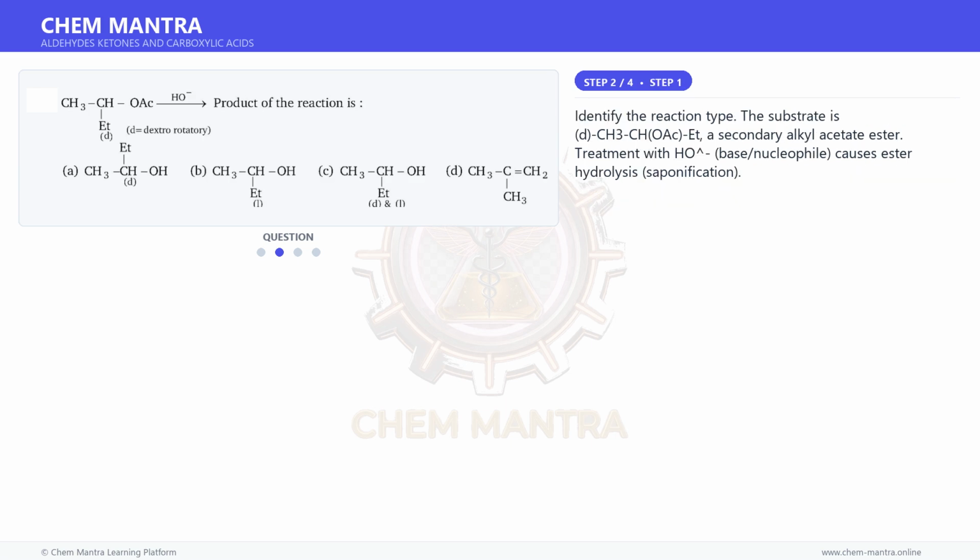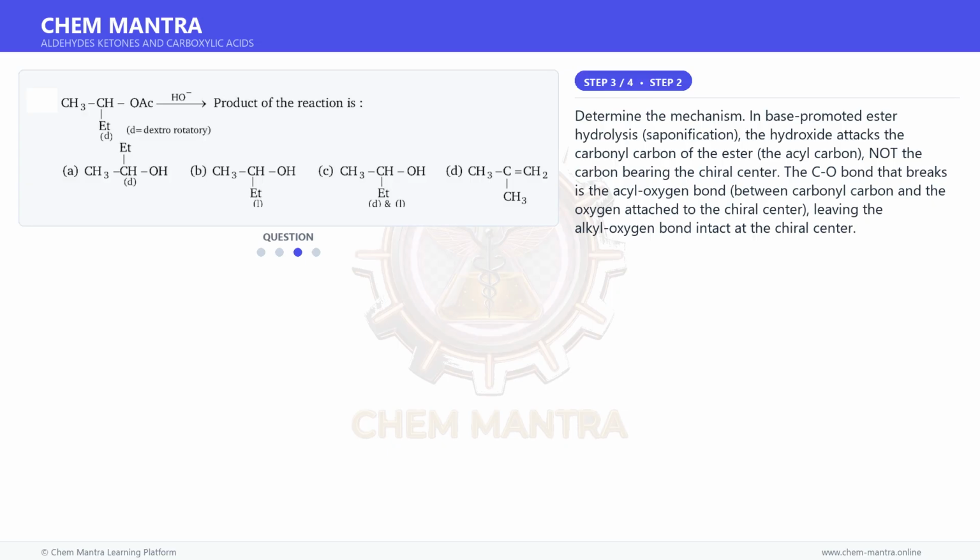Moving on to the next step. Identify the reaction type. The substrate is D-CH3CH(OAc)Et, a secondary alkyl acetate ester. Treatment with HO- base nucleophile causes ester hydrolysis, saponification.